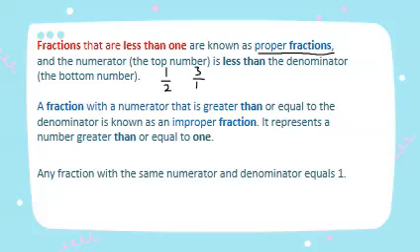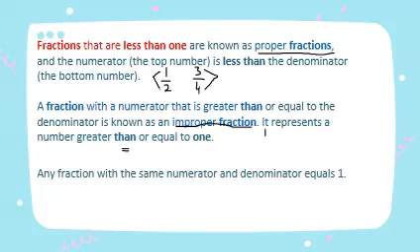If you look at the numerator in both of them, here the numerator is 1 and the denominator is 2. So 1 is less than 2 and 3 is less than 4. So we can say that a fraction is less than 1 when the numerator is less than the denominator. While a fraction with a numerator that's greater than or equal to the denominator is known as an improper fraction, and of course it's greater than or equal to 1.